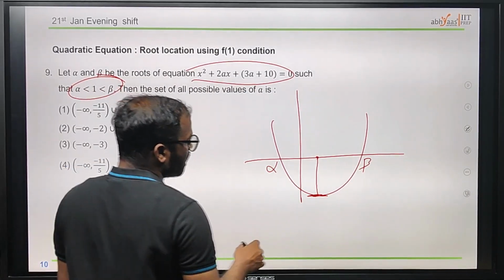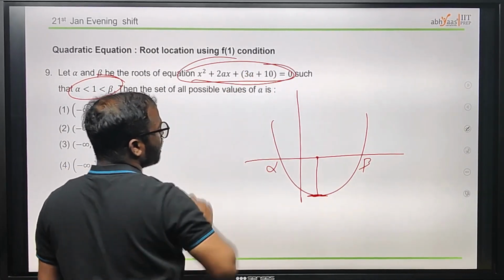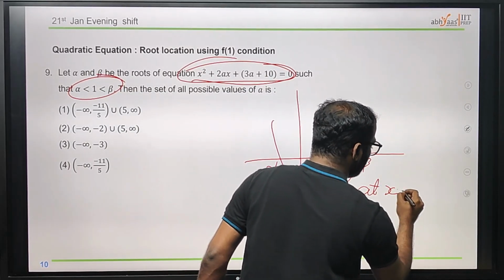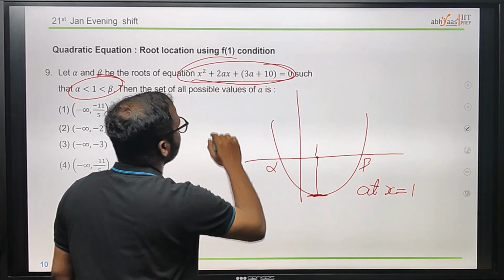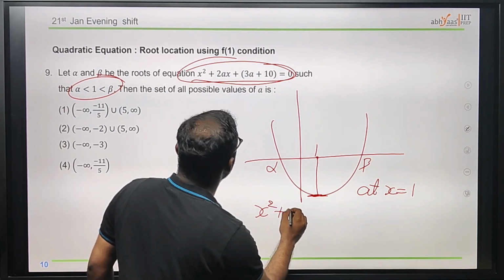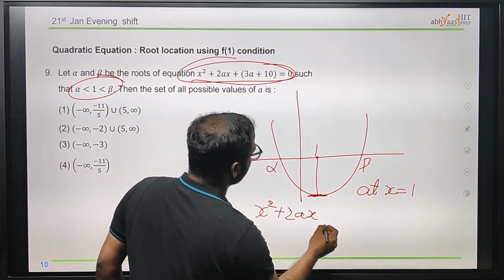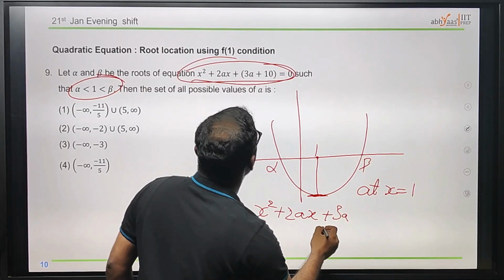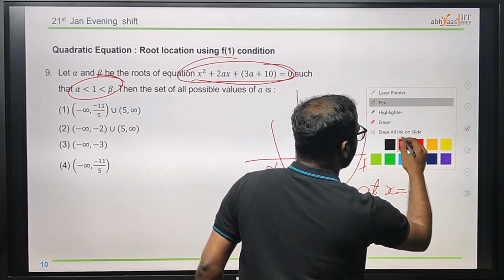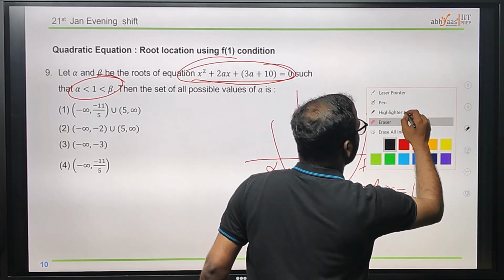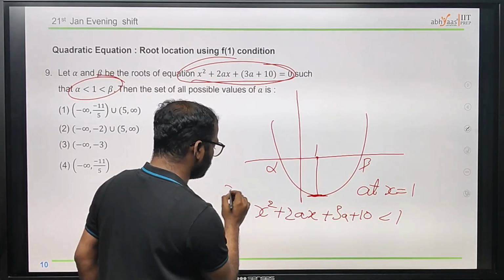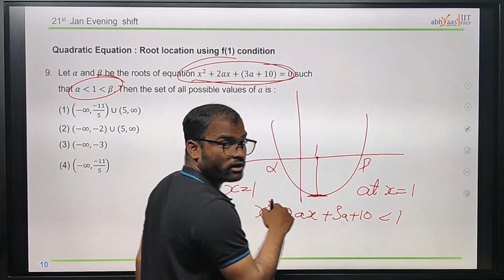That means this function at x equal to 1, this quadratic equation will be written as 2ax plus 3a plus 10, which is less than 1. When x equal to 1, just substitute the value 1 here.